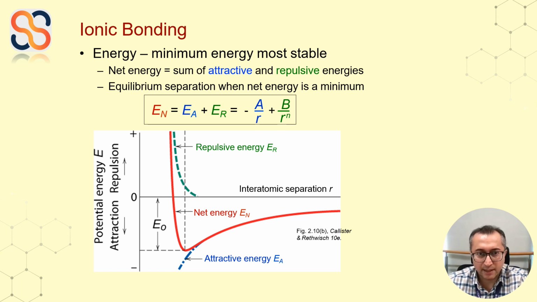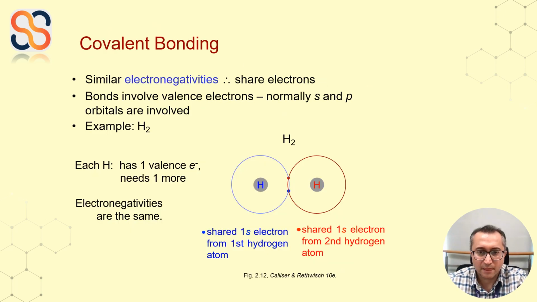So En is the net energy, Ea is the attractive energy, Er is the repulsive energy, and R is the interatomic separation. A and B are constants related to the specific ions involved, and N typically has a value of 12 for ionic compounds. At the point of equilibrium separation, the net energy is at a minimum, indicating a stable ionic bond. This means the attractive forces between the ions perfectly balance out the repulsive forces, resulting in a stable ionic lattice structure.